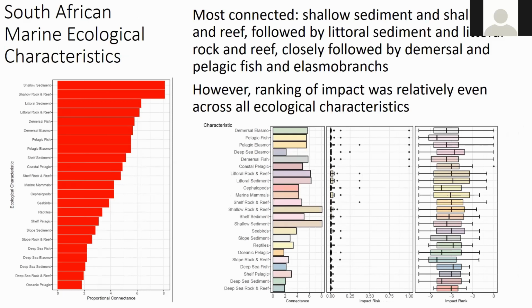Looking at our marine ecological characteristics, the habitats that were most connected were those closest to the shore, and those included the shallow sediment and shallow rock and reef, as well as littoral sediment and littoral rock and reef. In terms of taxa, demersal and pelagic fish and elasmobranchs were highly connected. In terms of ranking, if you look at the right of the bottom set of graphs, you'll see that the ranking was not that different across all of our different ecological characteristics. So that was just a little overview of where we are at the moment, and thank you so much for listening.